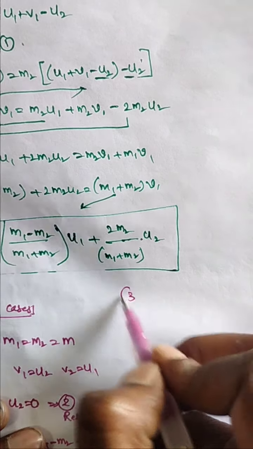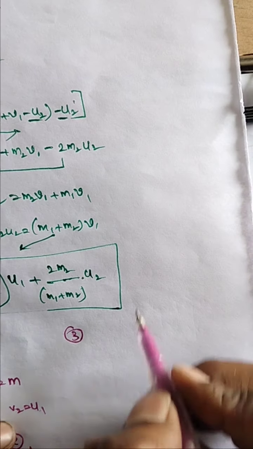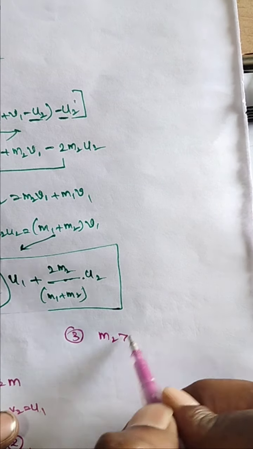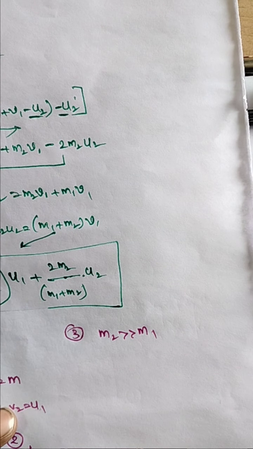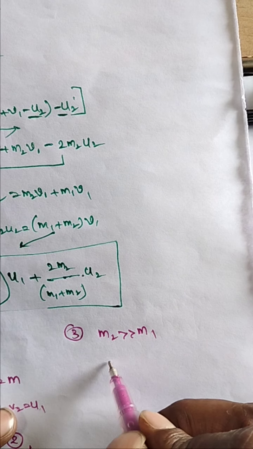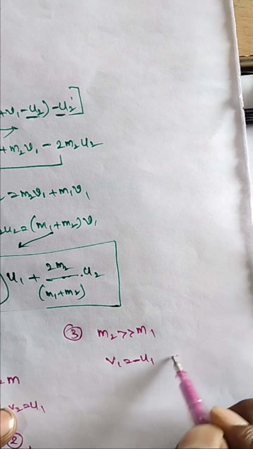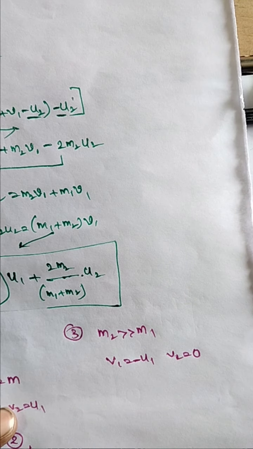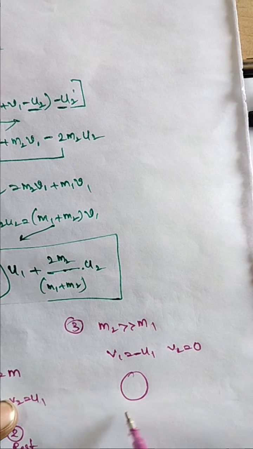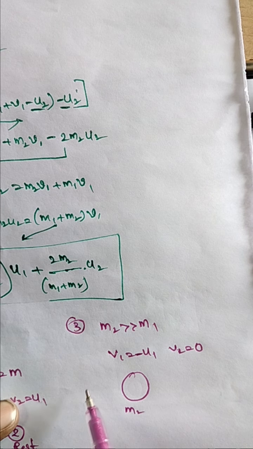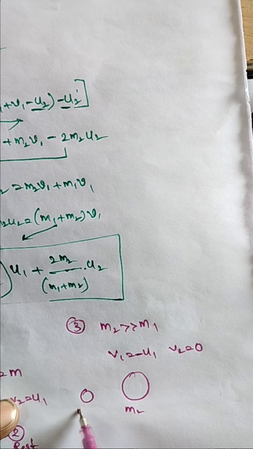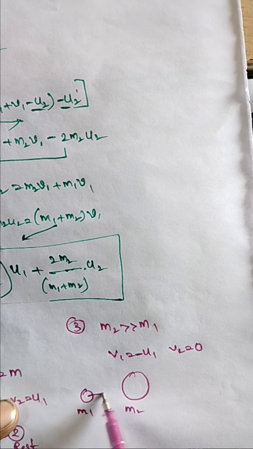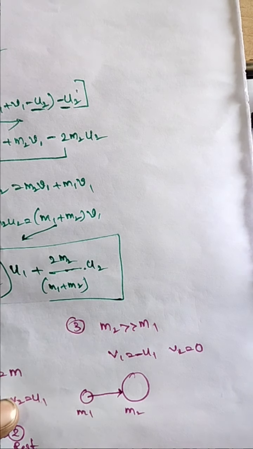Okay, and the third case also is very simple. Suppose m2 is very much greater than m1. Then what happened? v1 is equal to minus u1 and v2 is equal to 0. So m2 is a very big lorry, and m1 is a car. The car is colliding with a very big lorry.